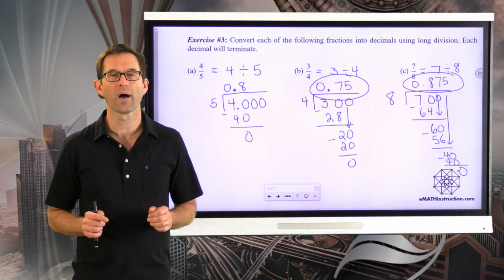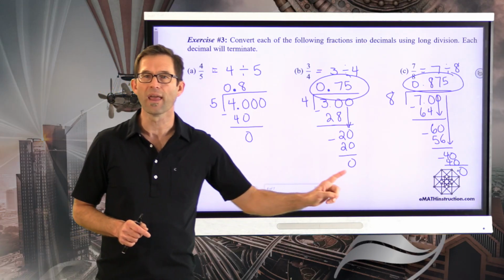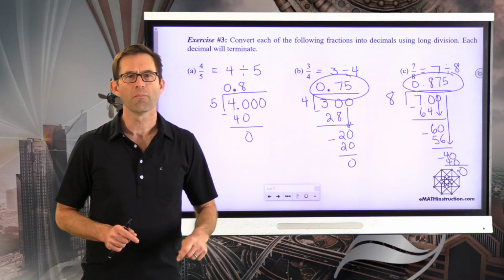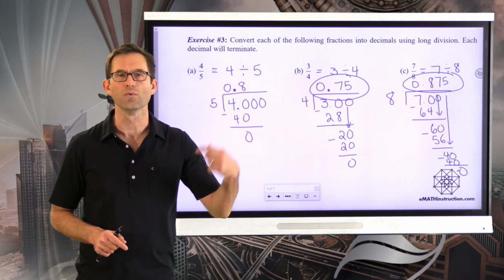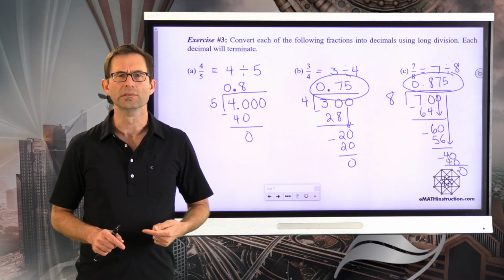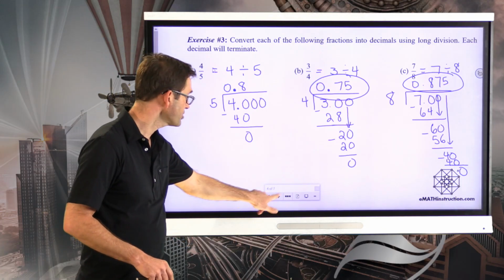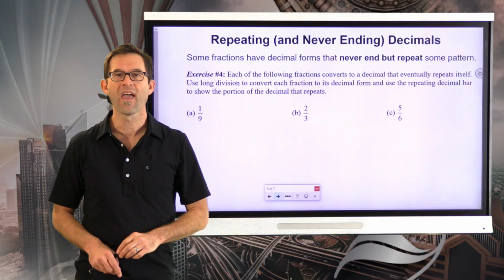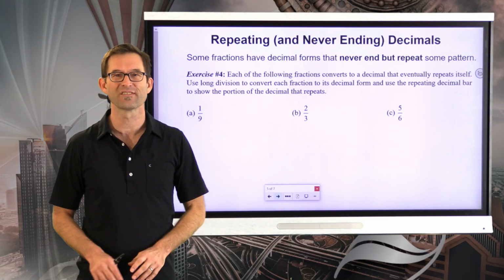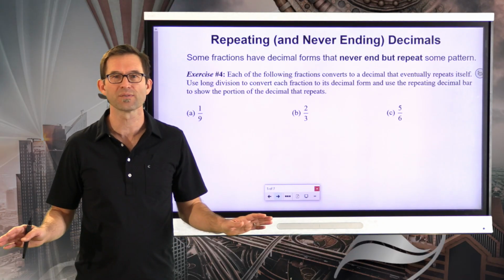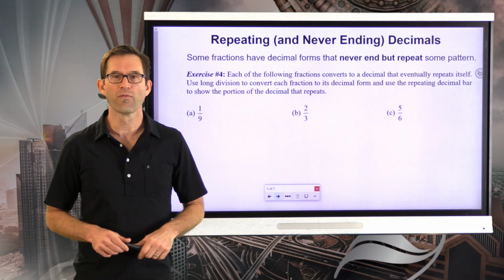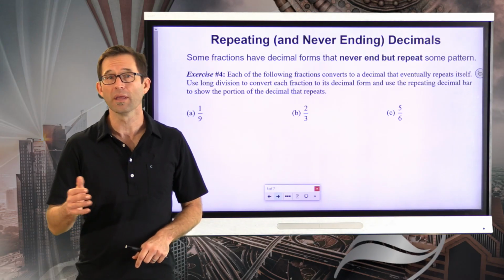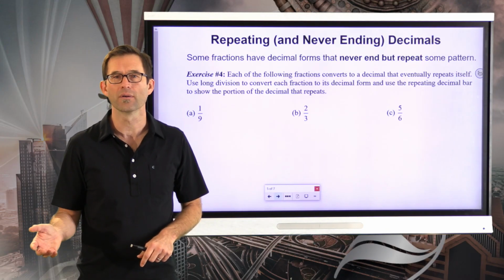So let's look at a process where this doesn't terminate in a remainder of 0, but where this process actually continues forever. All right, let's take a look. Repeating and never-ending decimals. Some fractions have decimal forms that never end, but repeat some type of pattern.